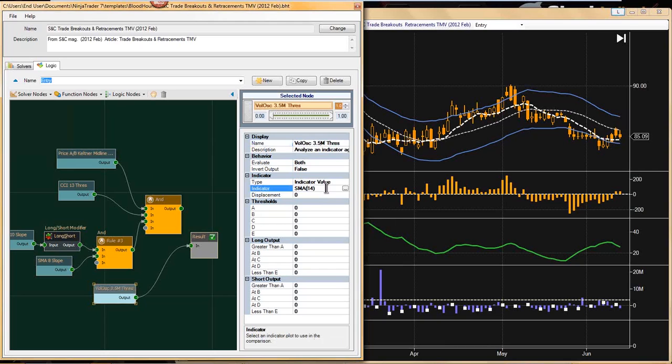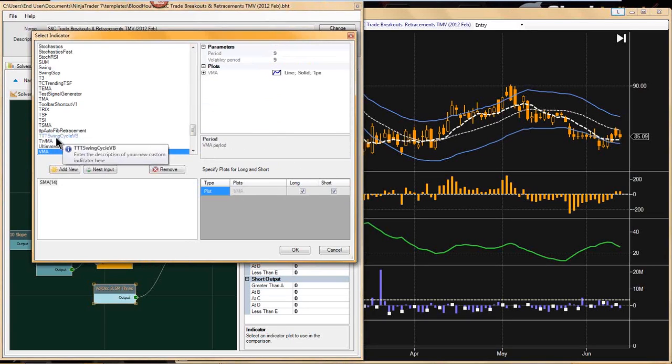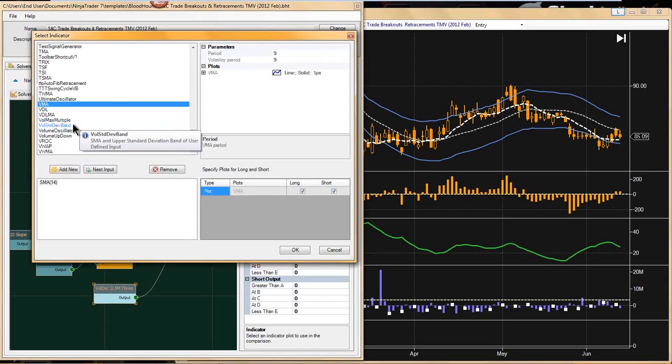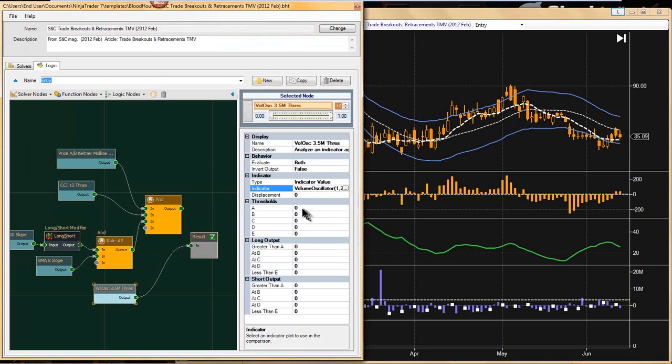Alright, so let's set this indicator. Excuse me, we'll set this indicator to the volume oscillator, and the settings that were used are 1 and 20. And now for the threshold, we're going to paste in that 3.5 million value. And so we want an output, we want a long output.